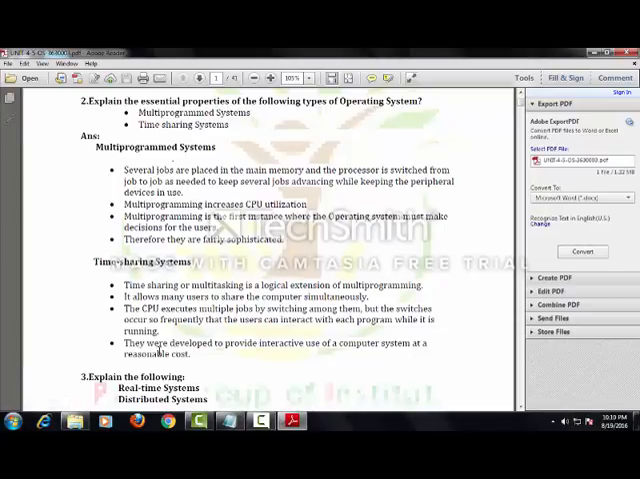Fourth point, they were developed to provide interactive use of computer systems at a reasonable cost, right? So it is very good that we can perform multiple tasks at the same time. We can do so many tasks at the same time, so somehow it is achieved at a very reasonable cost. Okay, that is why these terms are clear. So they were developed to provide interactive use of computer systems at a very reasonable cost, right?